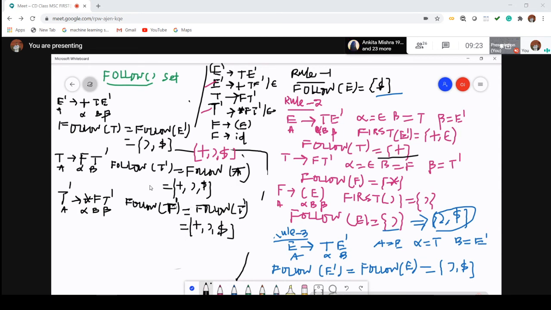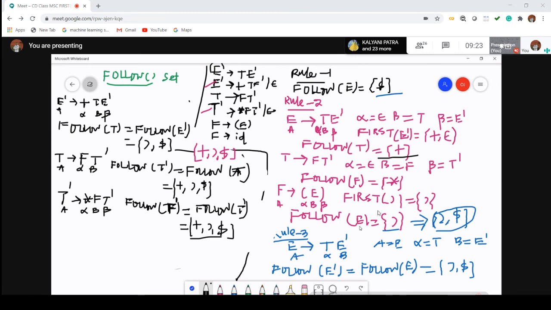So it will be follow of F equal to like this. Follow of T and follow of T dash are completed. Follow of F equal to this one. Now, what is the production? We get T dash to star F T dash. Now you get follow of F equal to plus, right parenthesis and dollar. Okay, right parenthesis and a dollar.